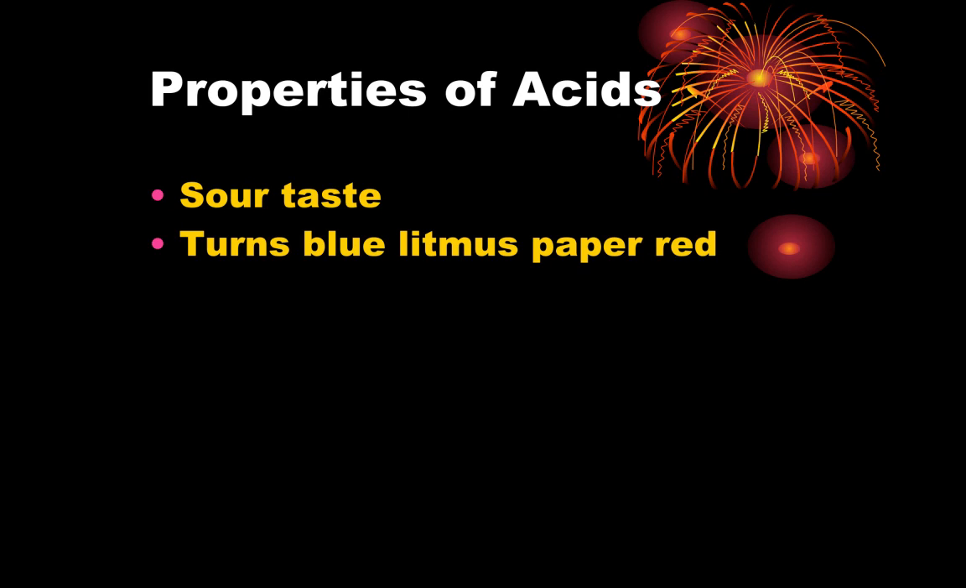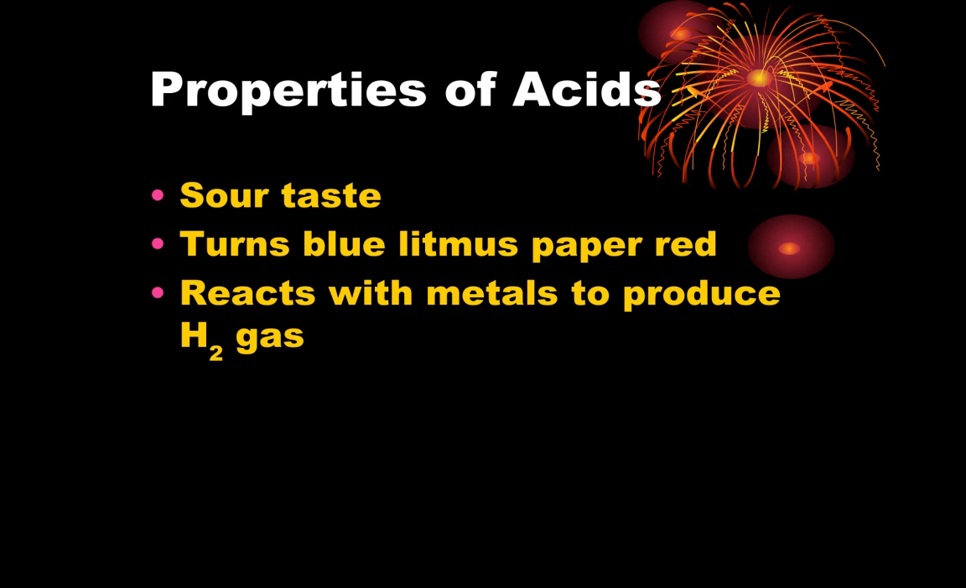Acids will take blue litmus paper and turn it red. Litmus paper is a test material that changes color in the presence of acids or bases. I wish I could show you the video of this. It's not available online, but there's a little saying to help you remember this. Blue to red acid. Kind of rhymes. So that's the second property of acids.